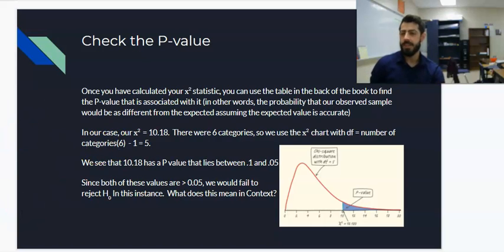But yeah, that's essentially how chi-squared statistics works. Stay tuned for the next video to see an example of how to do it on the calculator.